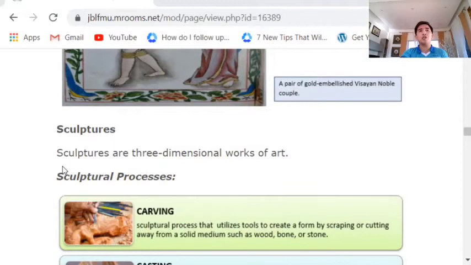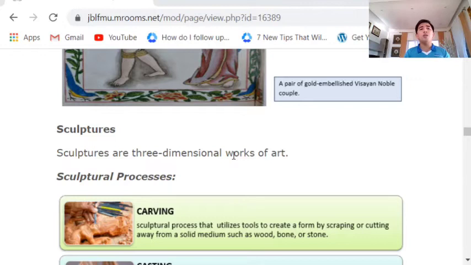Sculptures are three-dimensional works of art. So what do we mean by three-dimensional works of art? Or this is 3D, okay? You've heard of 3D already, especially in movies. This is 3D in which you are given special glasses to wear so you can appreciate the movie better.